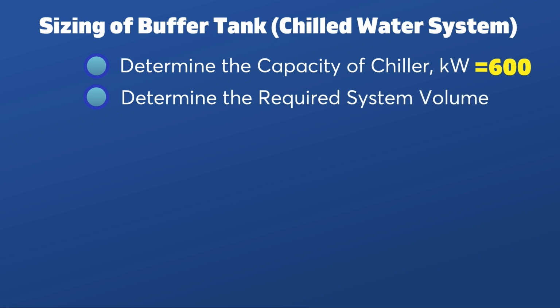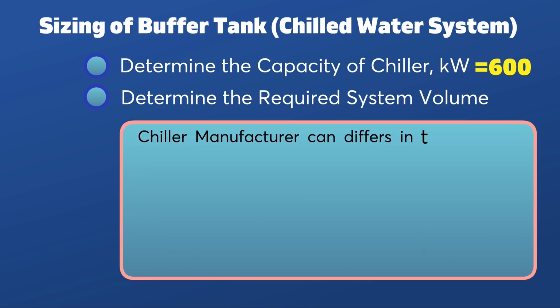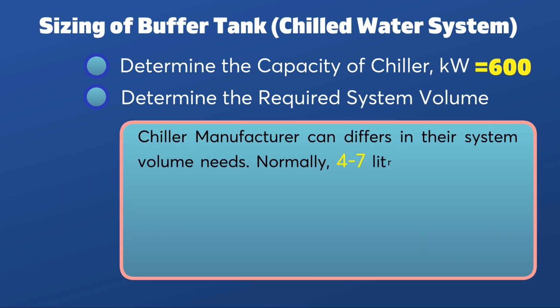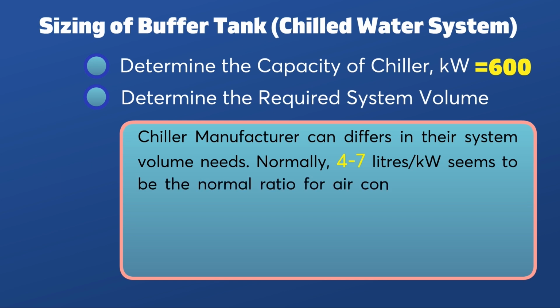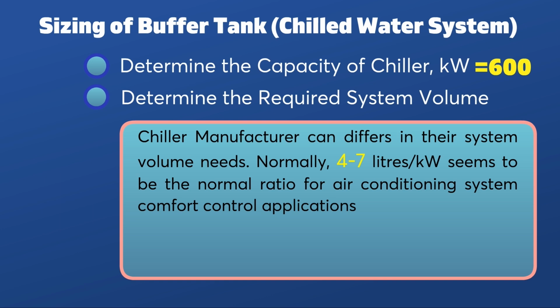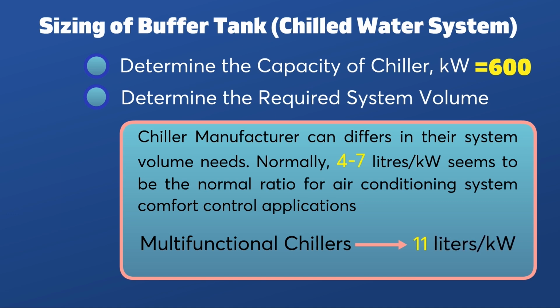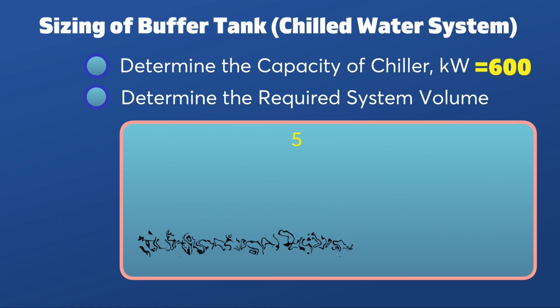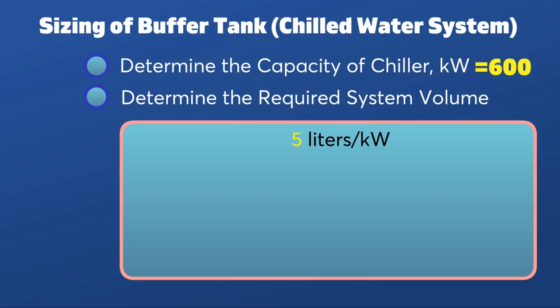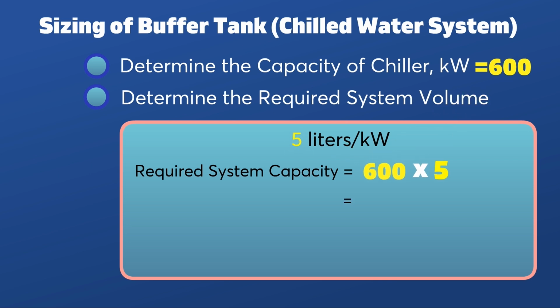Chiller manufacturers can differ in their system volume needs. Normally 4 to 7 liters per kilowatt seems to be the normal ratio for air conditioning system comfort applications. But for multifunctional chillers, it can reach up to 10 to 11 liters per kilowatt. So we can consider 5 liters per kilowatt for our calculation. Required system volume will be our chiller capacity multiplied by 5. So 600 times 5 equals 3000 liters.